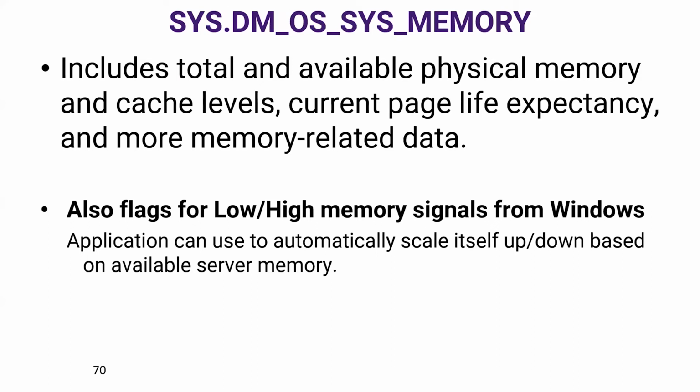sys.dm_os_sys_memory includes the total and available physical memory, and the cache levels, and the current page life expectancy, and much more memory-related data as a current snapshot. It also includes this really cool thing, this old signal that's always been in there in Windows. It has flags for high or low memory from Windows. So your application could query this DMV. Again, it would not require sysadmin tools or anything like that to query this DMV. Your application could query this DMV to be able to automatically scale itself up or down based on a low memory or high memory signal coming from Windows. And that's all based on the available server memory.